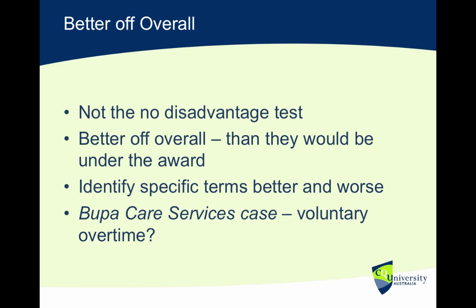So better off overall than they would be under the award. And the way to do that is to identify specific terms that are better and specific terms that are worse. And the best example of an agreement being knocked out is probably that Bupa Care Services case that gets a mention at 8.11 in the textbook. Think about this. What they were agreeing to do was they said, we'll always want you to do some overtime, and we'll pay the rates for that. But under this agreement, you can also volunteer to do additional hours, but we'll just pay you the flat rate for those.